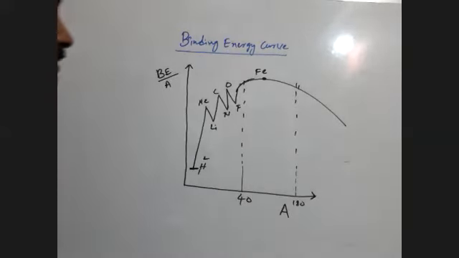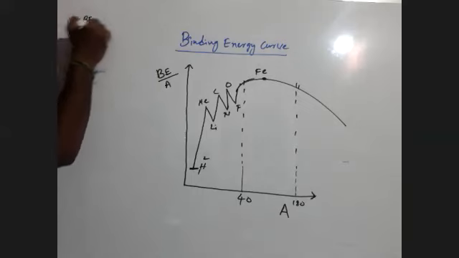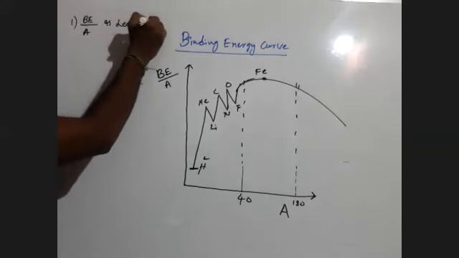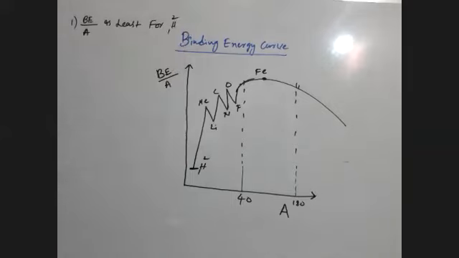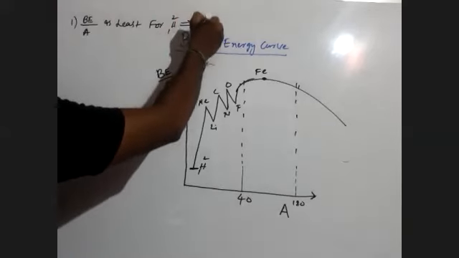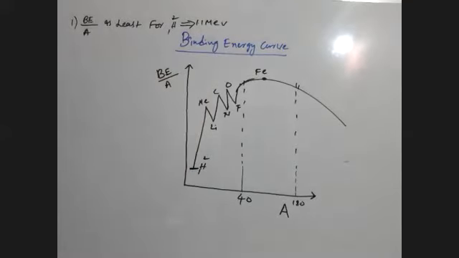So what conclusions does this binding energy curve give? The first conclusion is that B by A is least for H1 2, that is deuterium. What is its value? Approximately 1.1 mega electron volts. This is the first conclusion.